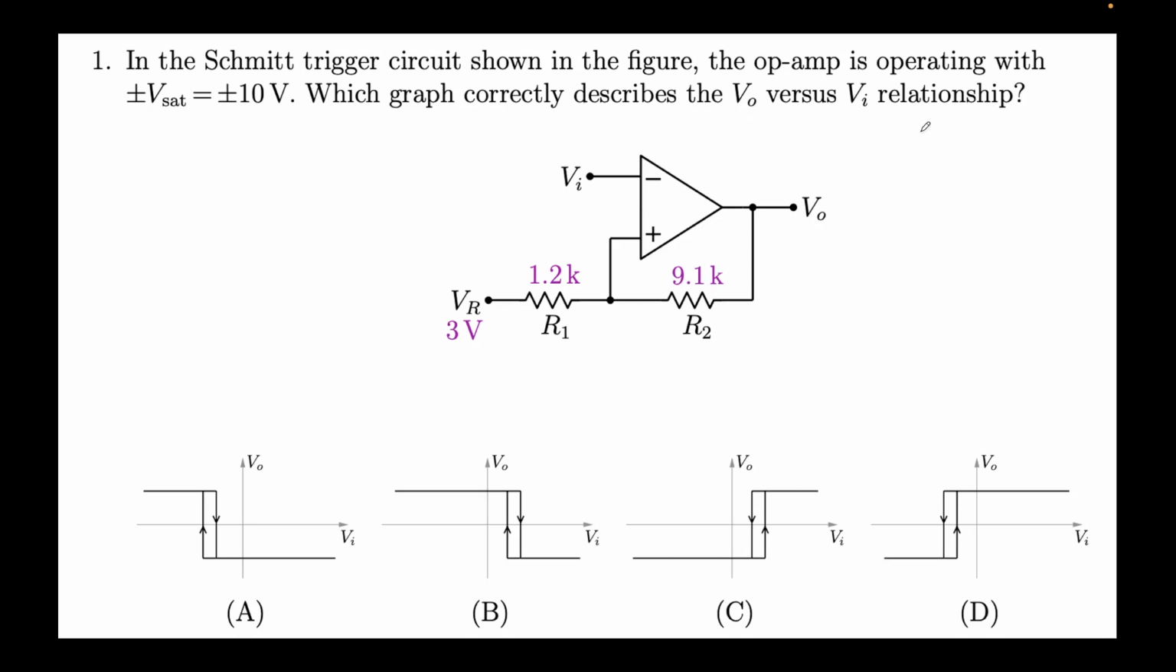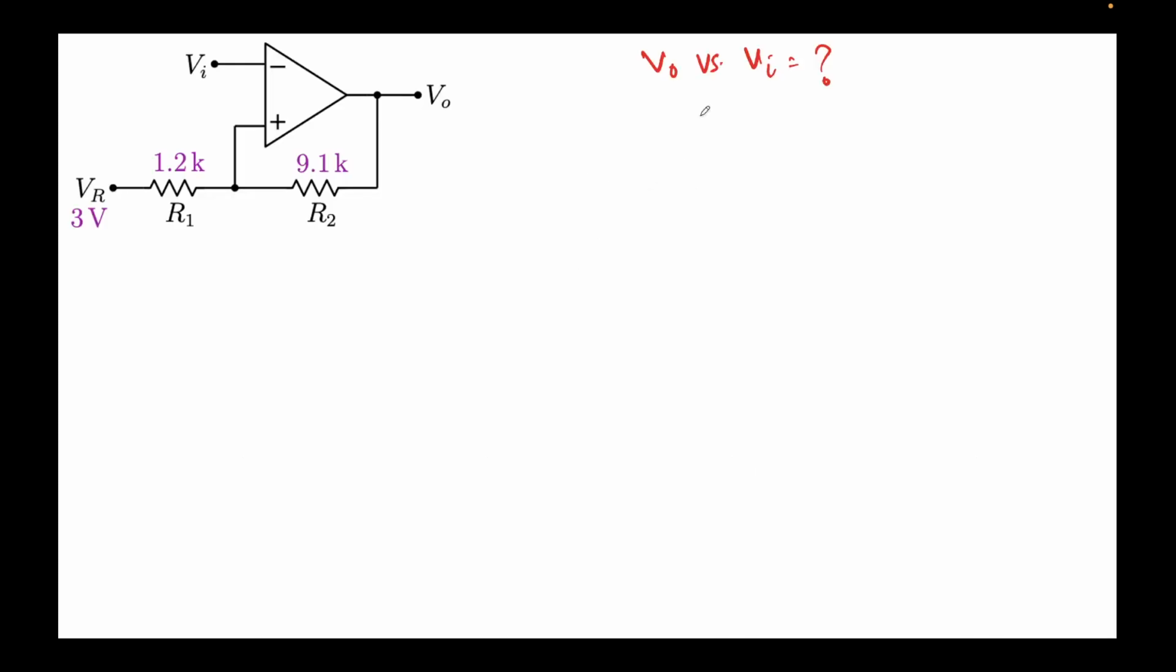So in a way we are doing the previous problem again, but this time kindly note that earlier the input was provided over here. This time the input is here. So this is a different flavor, and we'll solve this problem. I have drawn this circuit here, repeated, and we need to find V0 versus Vi.